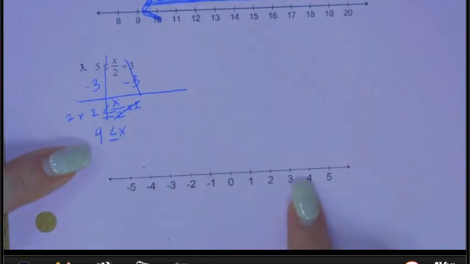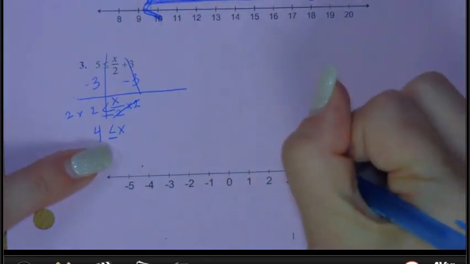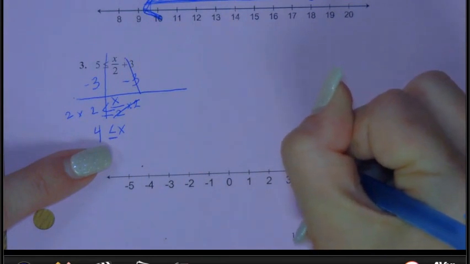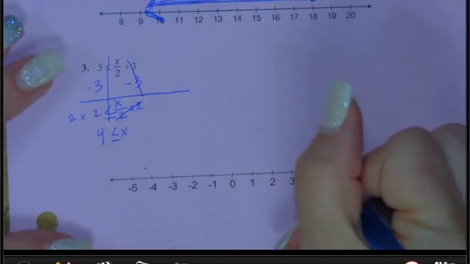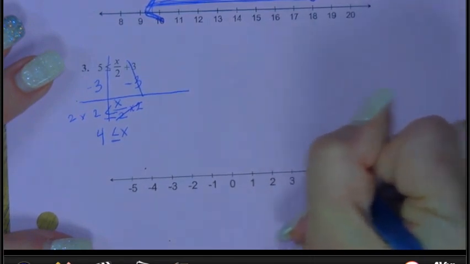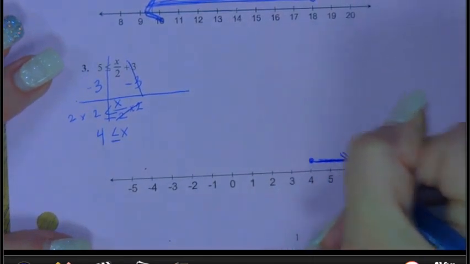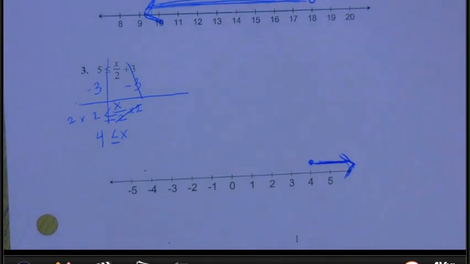To graph it, I'm going to find 4 on my number line. It's equal to 4, so I'm going to have a closed dot. And it looks like my alligator's eating x, so that means it's going to eat every number that's bigger than 4. So I'm going to shade to the right.